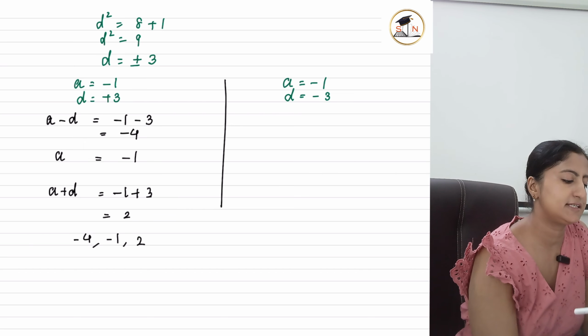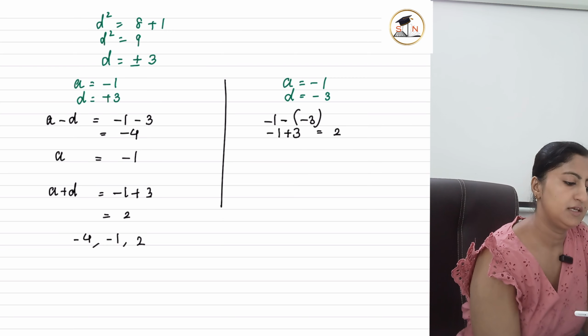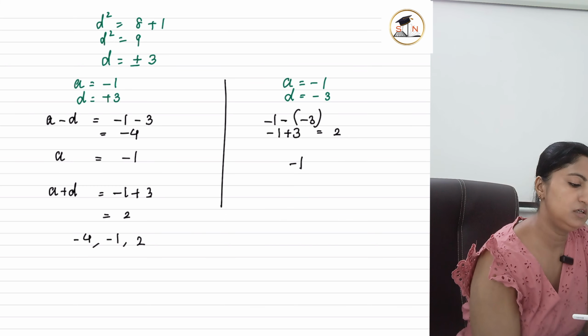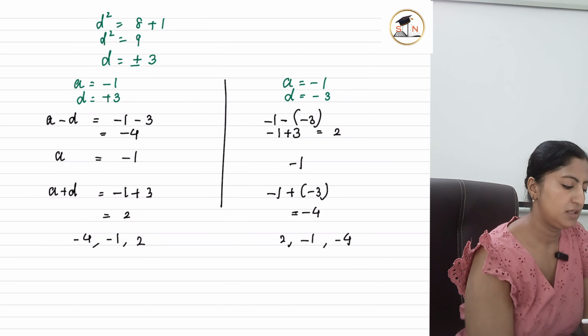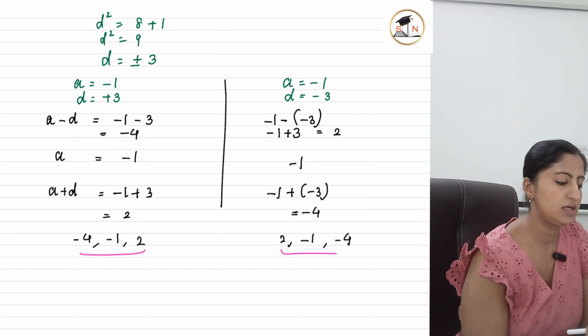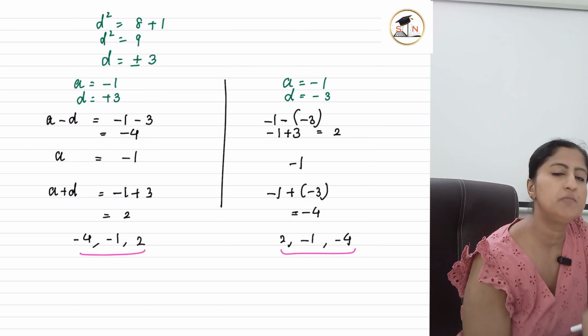Now, working on the right side, we have negative 1 minus minus 3. So this comes out to be negative 1 plus 3, that is 2. A is negative 1. The third, negative 1 plus minus 3, and that becomes negative 4. Therefore, the three terms over here come out to be 2, negative 1 and negative 4. Now, if you see over here, the two sets of terms that we have got, they are just in the reverse order of each other, but we need to write both the options in the answer.